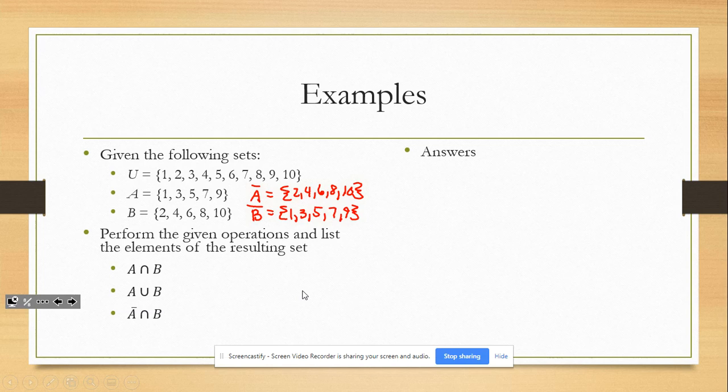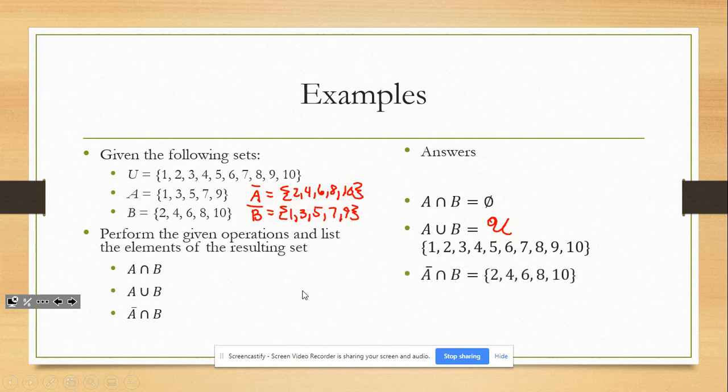Let's start with the intersection of A and B. Since they share nothing, their intersection is the empty set. The union of those sets would be everything: 1, 2, 3, 4, 5, 6, 7, 8, 9, and 10. It is also acceptable to say the union of A and B is equal to the universal set. And finally, the intersection of A bar and B would be exactly what they are, the even numbers 2, 4, 6, 8, and 10.